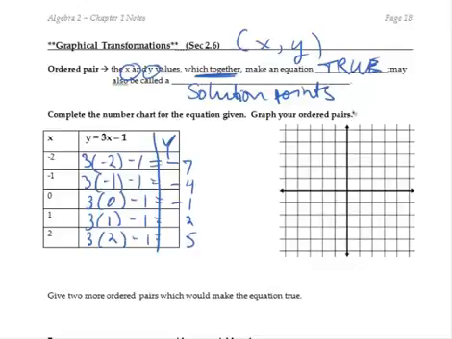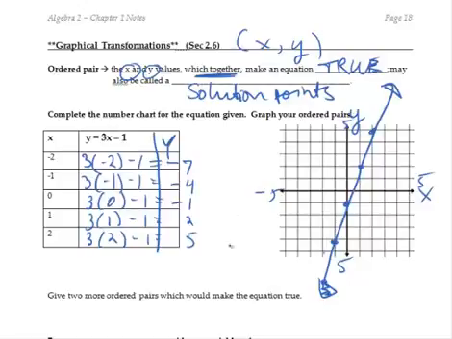Okay. And then this is your y-axis, this is your x-axis. We'll go ahead and plot our points. Five, 6, 7. Okay. And when we connect all of these points, we get a line.